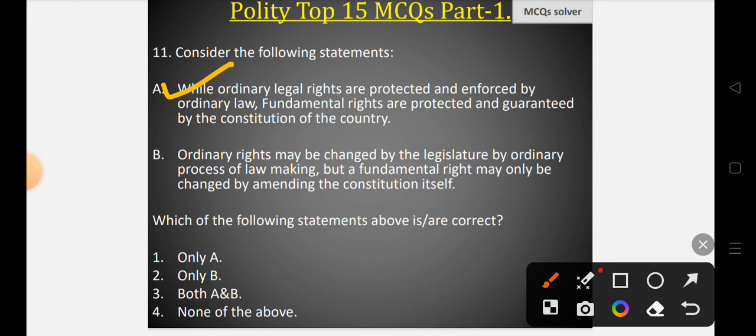Also, the ordinary rights can be changed by the legislature through an ordinary law, through an ordinary amendment, but fundamental rights can only be changed by introducing a constitutional amendment in the parliament, and only through a constitutional amendment can we change the fundamental rights. So statement B is also a correct statement. So as all the statements are correct, the correct option will be option number 3, that is both A and B is the correct option.